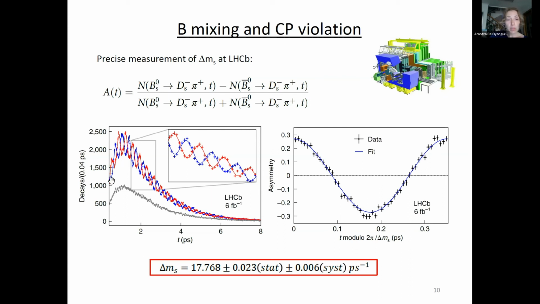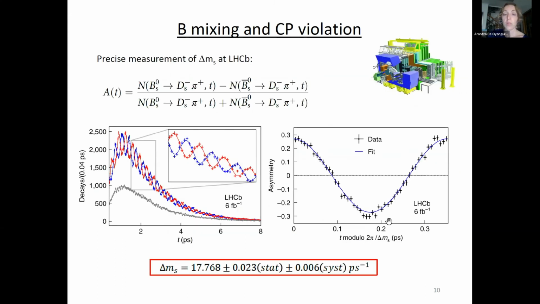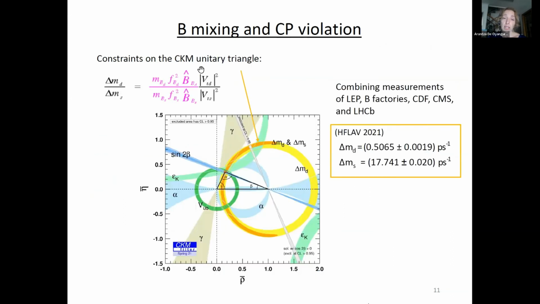And here you can see a very precise result of the delta M, the oscillating frequency for the Bs system. So you can see the asymmetry shown here. Okay. What is important here is that if you are able to measure this delta M, this frequency, you can relate it to the CKM matrix element.